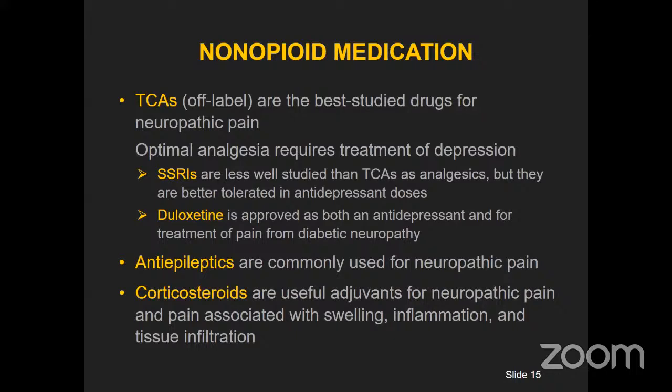Antiepileptics such as carbamazepine, pregabalin, or gabapentin are commonly used for treatment of neuropathic pain. Corticosteroids are useful as adjuvants for neuropathic pain and pain associated with swelling, inflammation, and tissue infiltration.